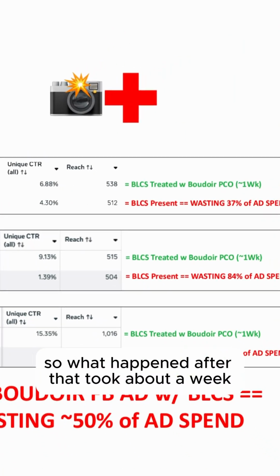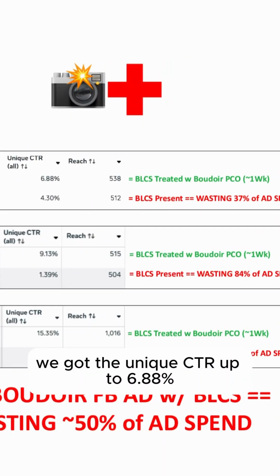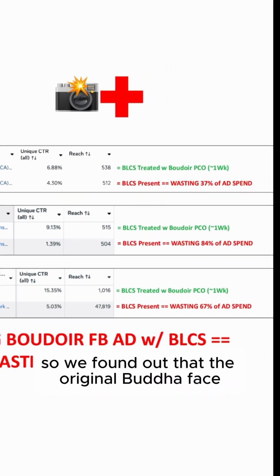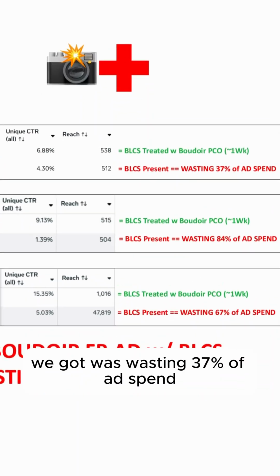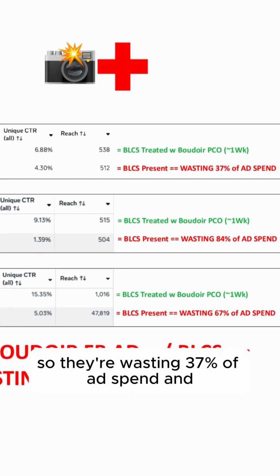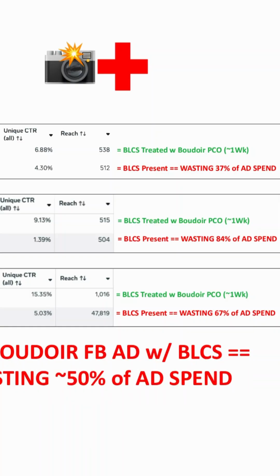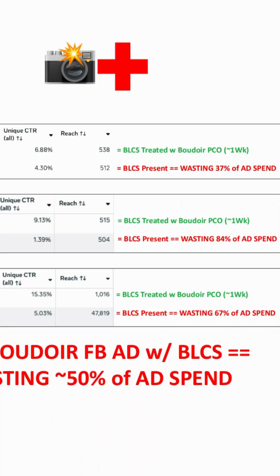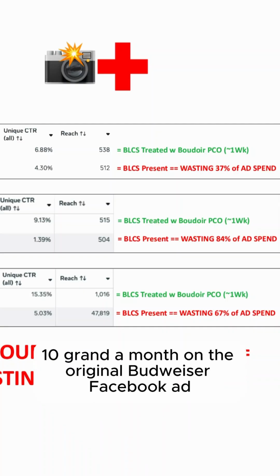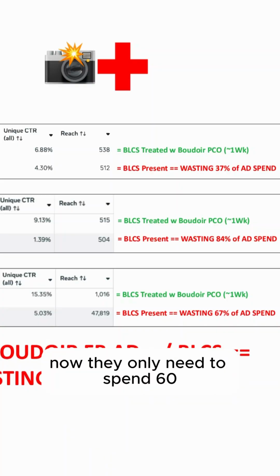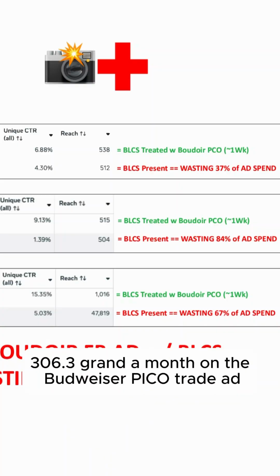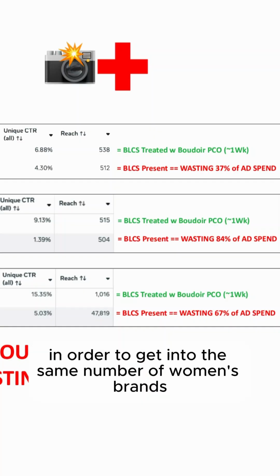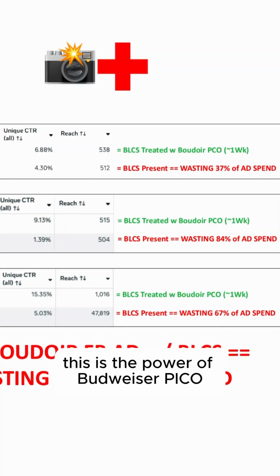So what happened after that? It took about a week. We got the unique CTR up to 6.88%. So we found out the original Boudoir Facebook ad was wasting 37% of ad spend. If they're spending 10 grand a month on the original Boudoir Facebook ad, now they only need to spend 6.3 grand a month on the Boudoir Pico treated ad in order to get into the same number of women's brains. This is the power of Boudoir Pico.